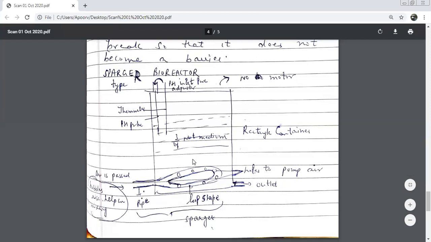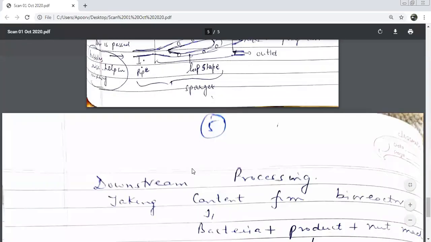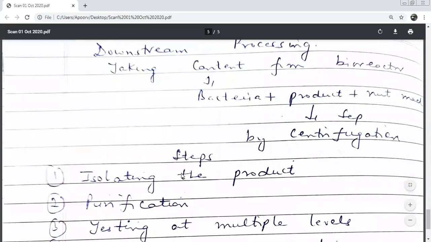So what are the two types of bioreactors? Stir type and Sparger type. Yes.